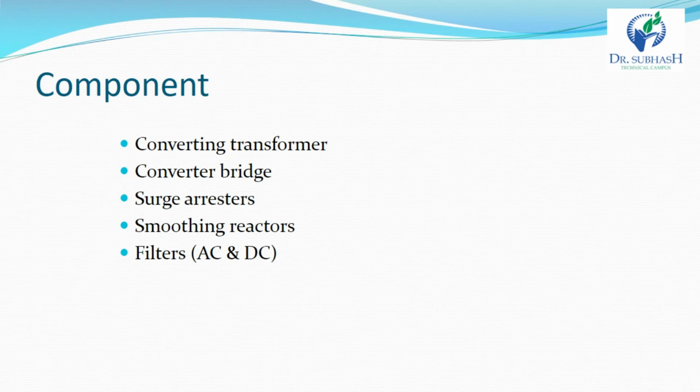Now the smoothing reactor. A smoothing reactor is an oil-filled, oil-cooled reactor having a large inductance. It is connected in series with the converter before the DC filter. It can be located either on the line side or on the neutral side. Smoothing reactors have some properties: they smooth the ripples in direct current, they decrease the harmonic voltage and current in the DC line, and they limit the fault current in the DC line.